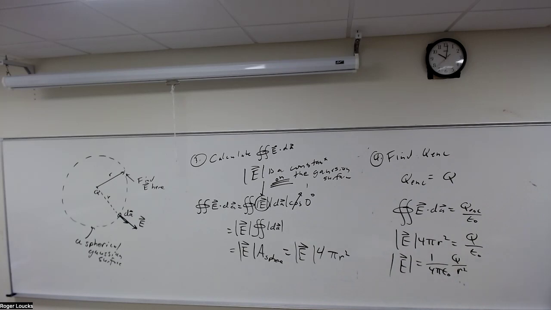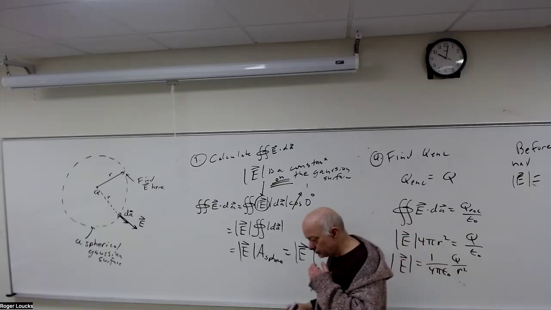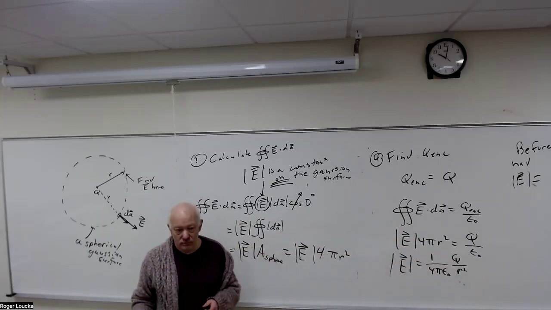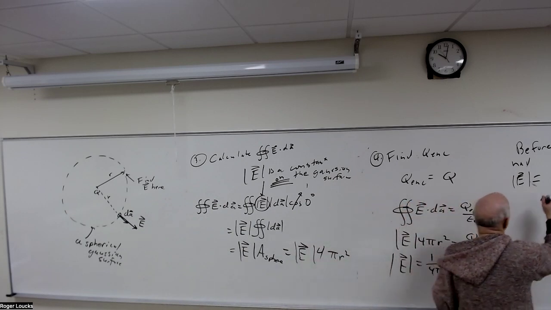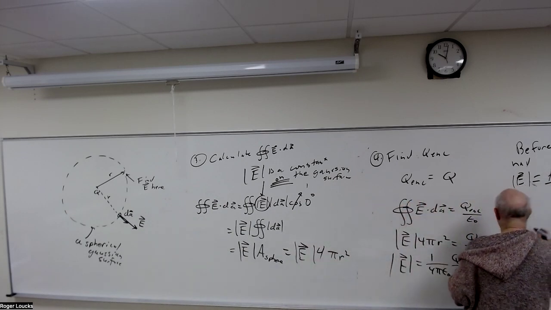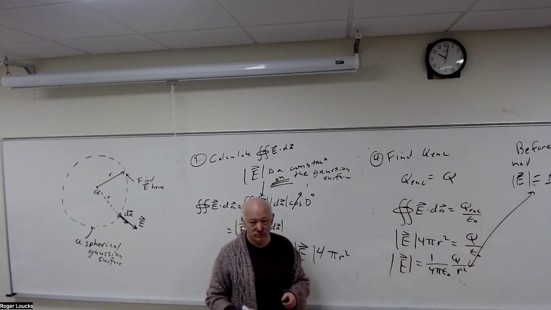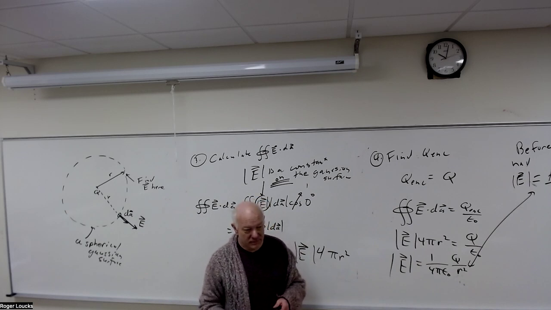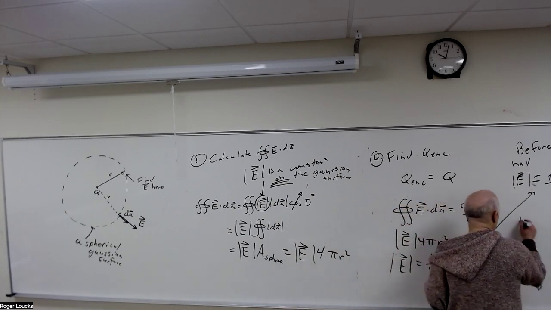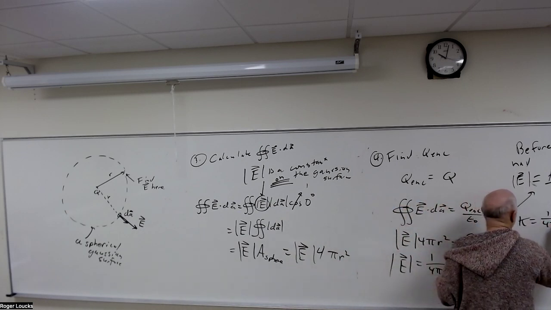What did we have before? We said the electric field of a point charge is kQ over r squared. If I compare these two, what do we have? K is 1 over 4 pi epsilon naught. So K is 1 over 4 pi epsilon naught.